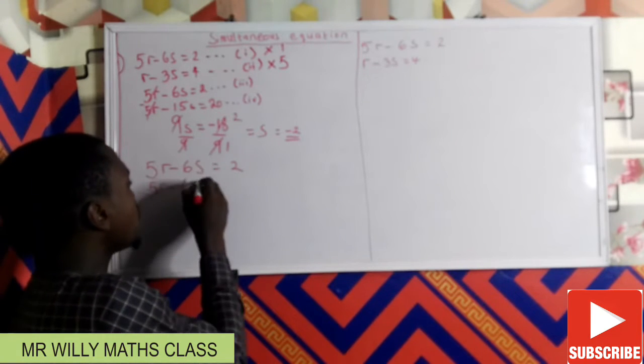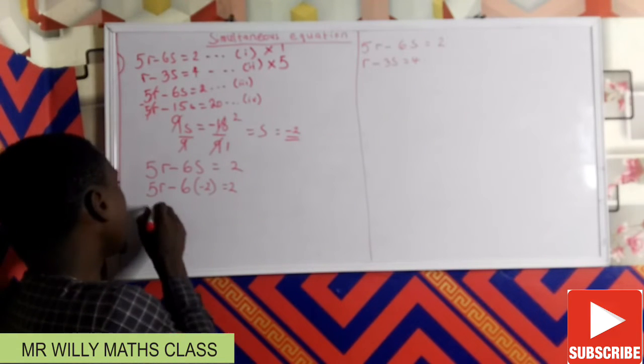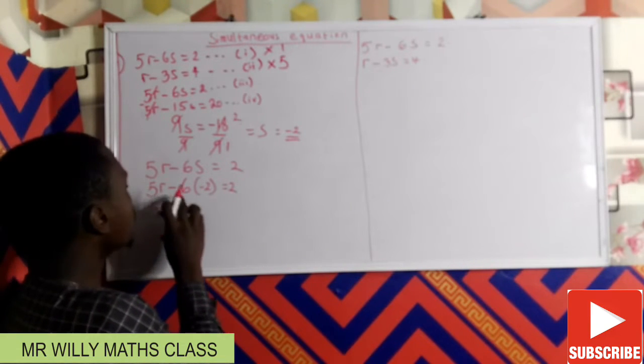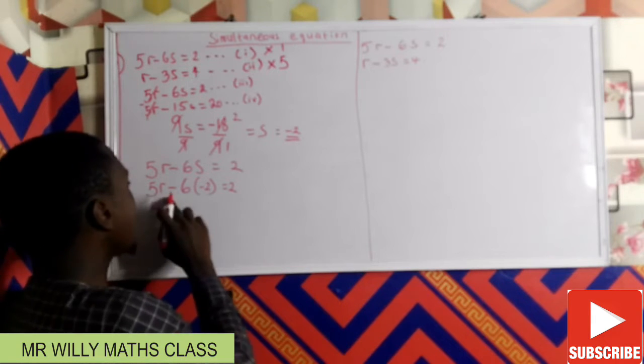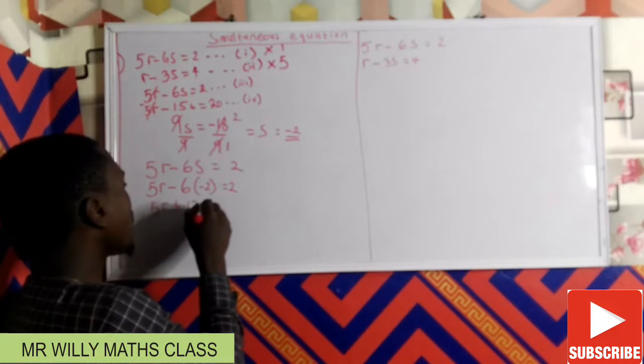Now, instead of writing x, it will be minus 2 equals to 2. So what's the next thing? 5r. We're going to use this minus 6 to multiply the minus 2. Minus times minus, that will give you plus. 6 times 2, that will be what? That will be 12 equals to 2.